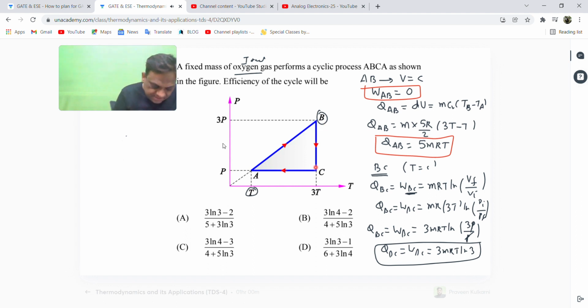AB is done, BC is done, now CA. CA is a constant pressure process. Work transfer in constant pressure. Can anyone tell what is the work transfer in constant pressure?